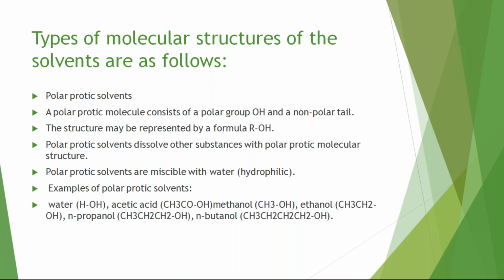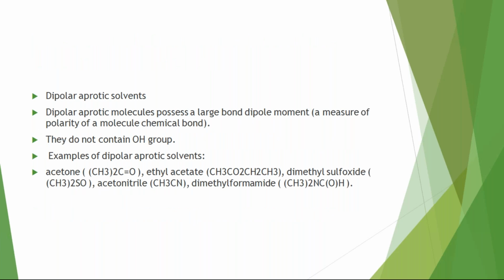So polar protic solvents dissolve other substances with polar protic molecular structures. The substance should have this polar protic molecular structure, then only it can dissolve. Polar protic solvents are miscible with water. Examples of polar protic solvents are water, acetic acid, methanol, ethanol, n-propanol, and butanol. All the alcohols come under polar protic solvents.